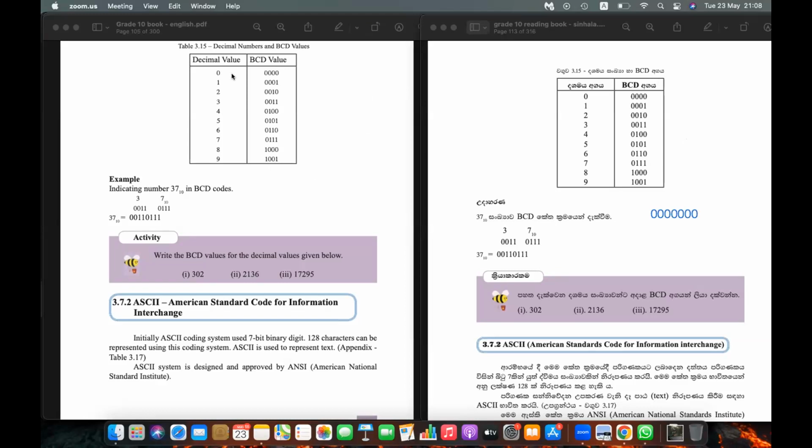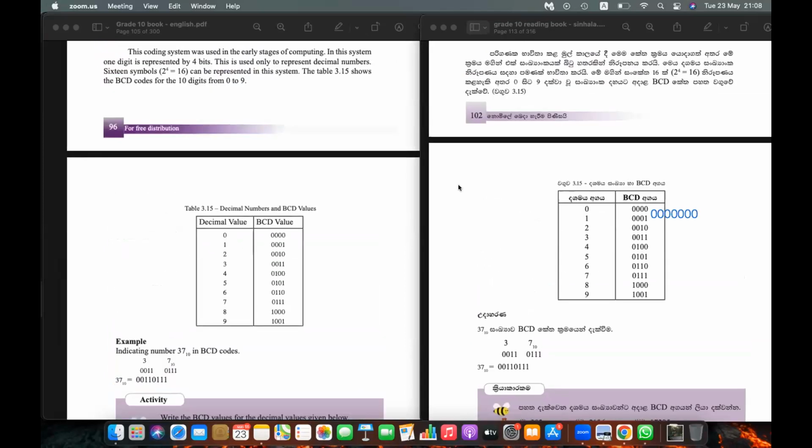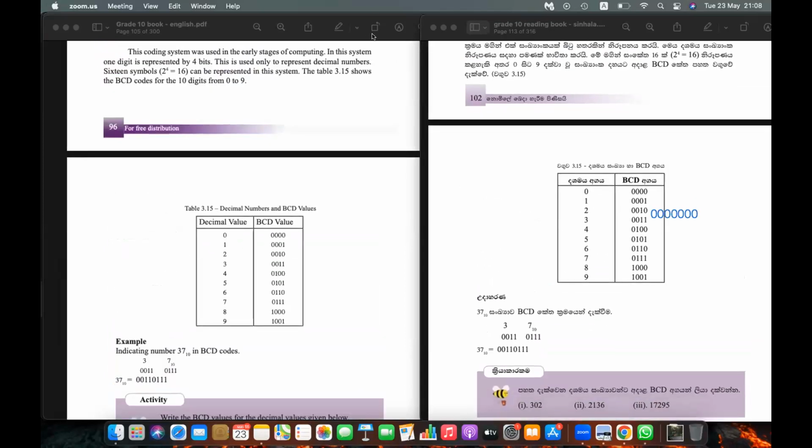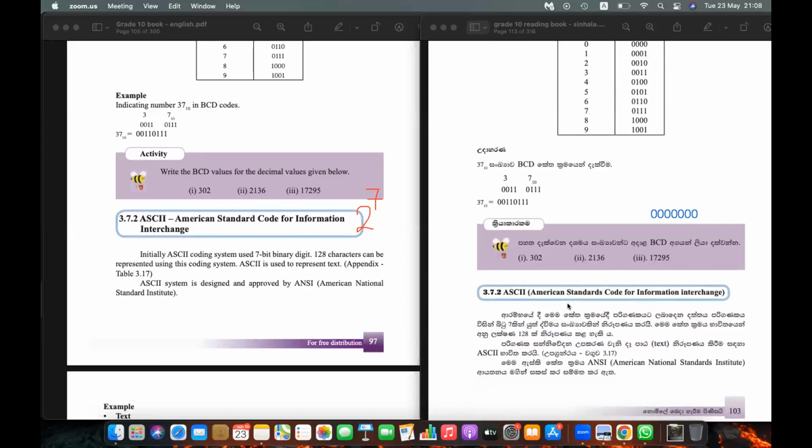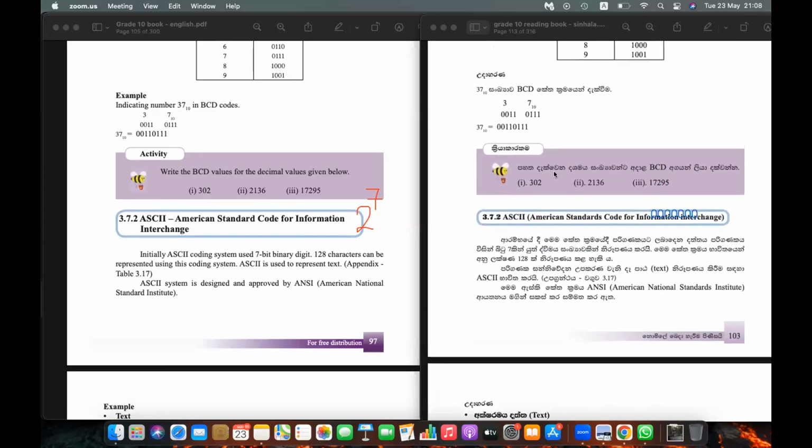Don't read the note. When you read the note, you will get the answer. Without reading, tell me. 7 bits means how many characters? 128. Yes, exactly. 2 to the power 7, 128. So that is what happened there.